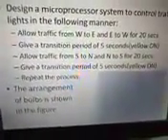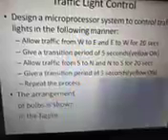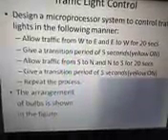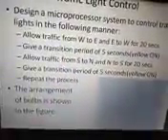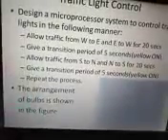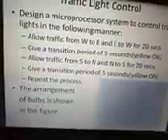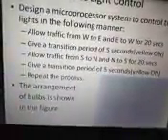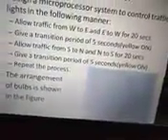Now it is done like this. First, allow the traffic from west to east and east to west for 20 seconds, and give a transition period of 5 seconds. And again allow the traffic from south to north and north to south for 20 seconds, and give a transition period of 5 seconds. This process will be repeated. Now the arrangement of bulbs we have seen here, and we are going to control these traffic lights via the 8086 microprocessor.